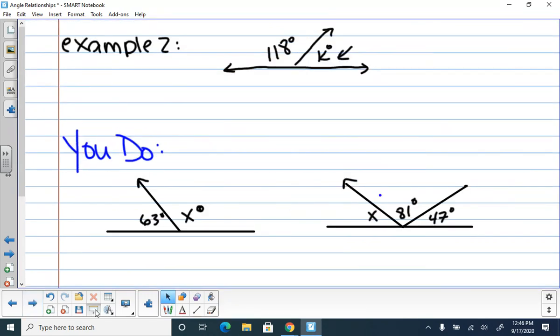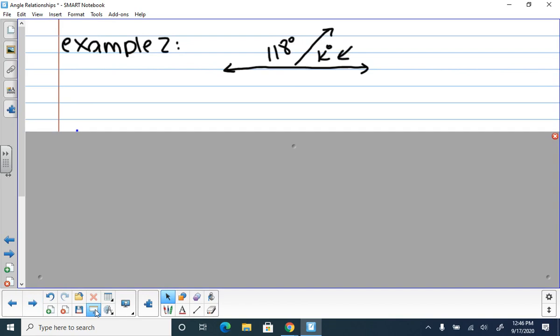All right, so example 2. We have 118, and we have the variable k. So we have 118 and we have k. Again, the first question that I'm going to ask is, what's the equation? And then the second question will be, how will I solve?